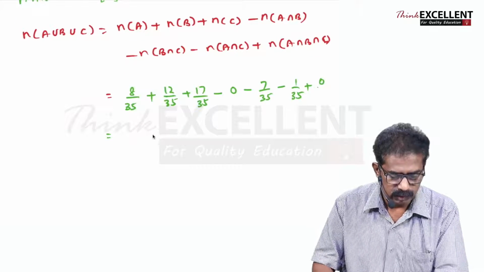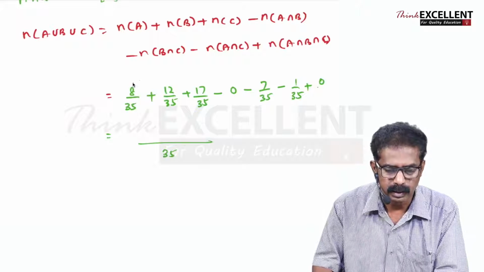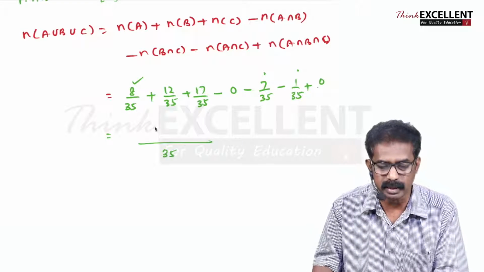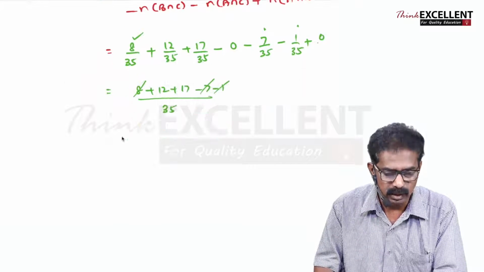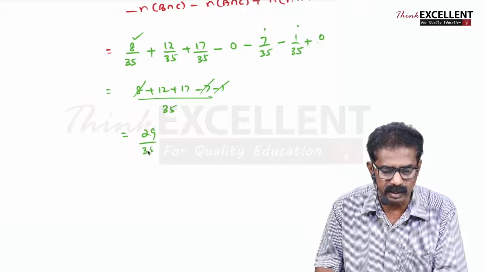So LCM you take 35. 8 plus 12 plus 17 minus 7 minus 1. Minus 7 minus 1 is minus 8, plus 8 cancel. So you are getting 29. 29 by 35 and that is your final answer.